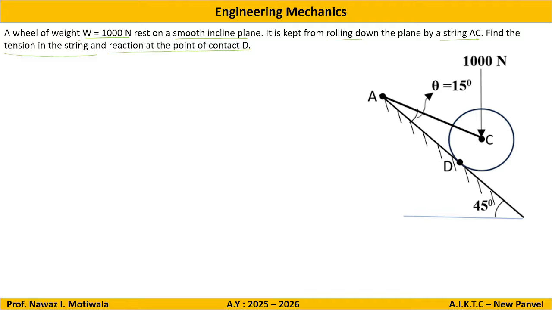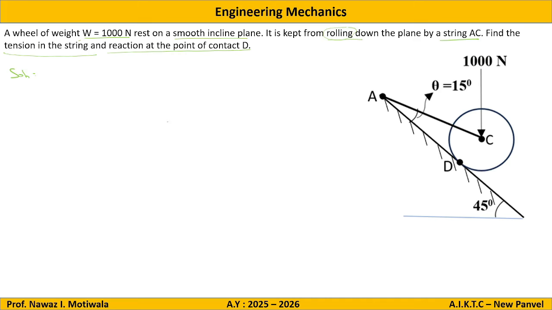Again, it is told that it is kept from rolling down. That means it is kept stationary. If it is stationary, it is in equilibrium. So if it is in equilibrium, we can use summation of Fx equal to 0 and summation of Fy equal to 0. Okay, starting with the free body diagram first.